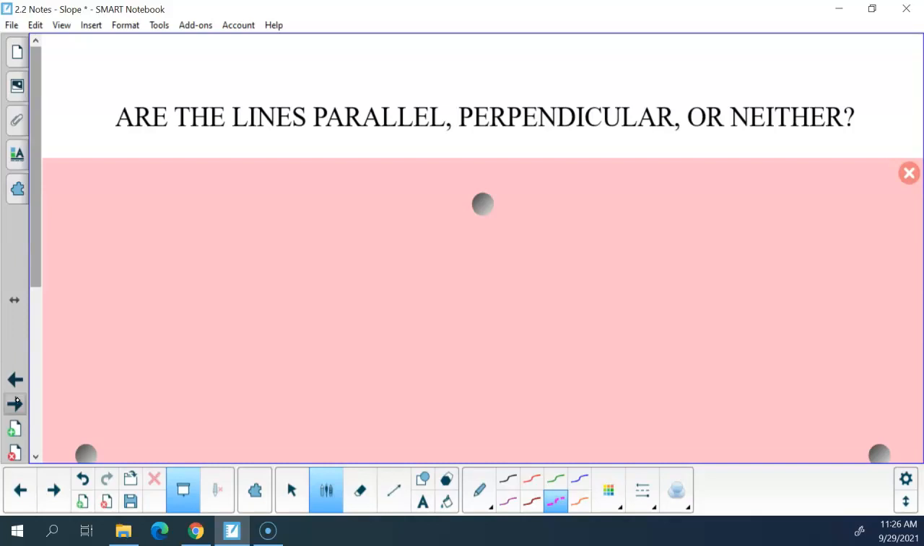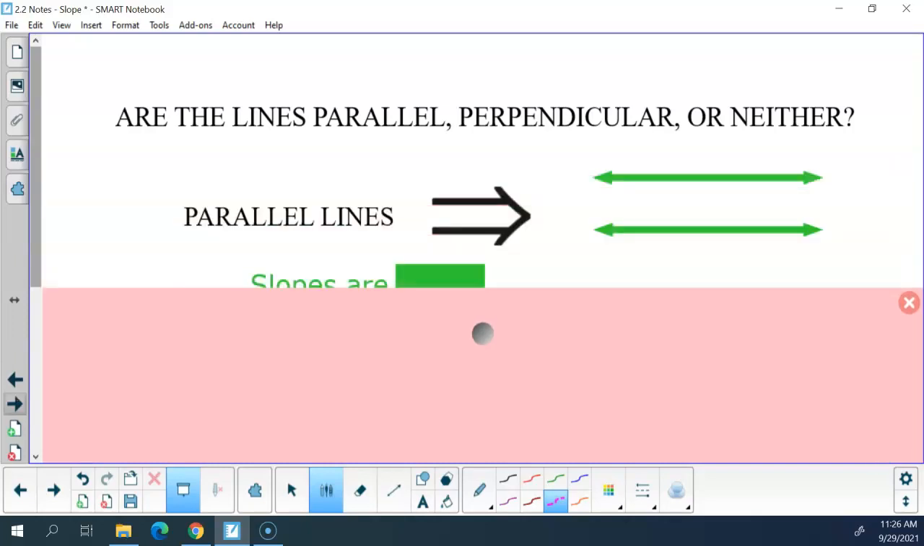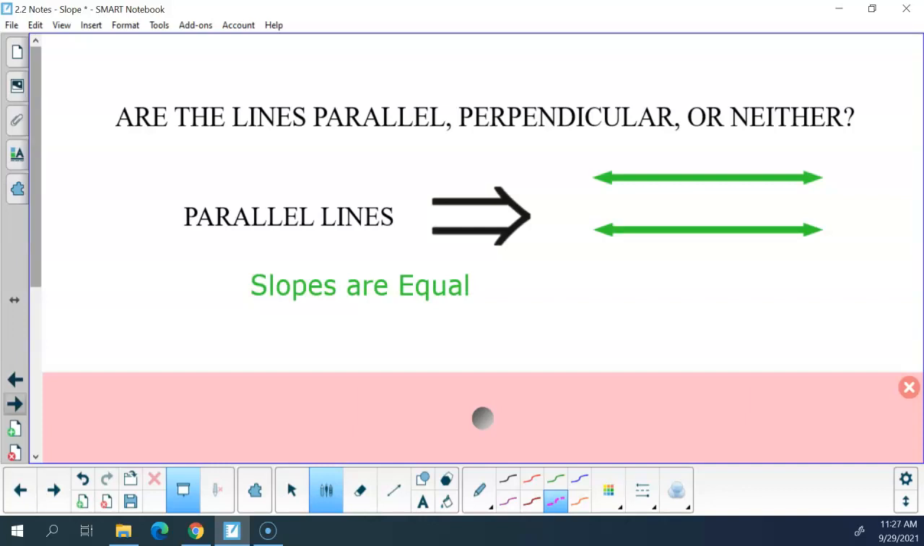Alright. So the next part of slopes is talking about parallel, perpendicular, and or neither. Okay? So if I said we've got parallel lines, what does that mean to you? They'll never intersect. They have the same slope. Different y-intercept. All good things. So parallel lines never intersect, and they have the same exact slope.